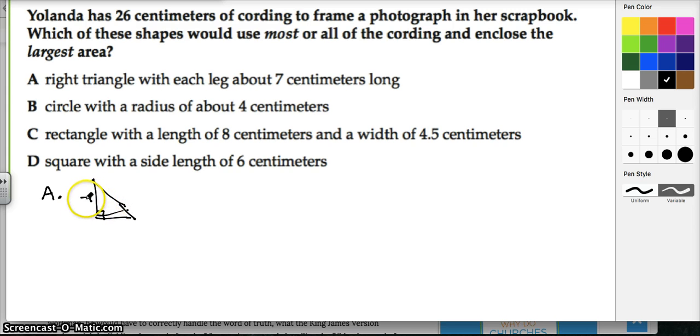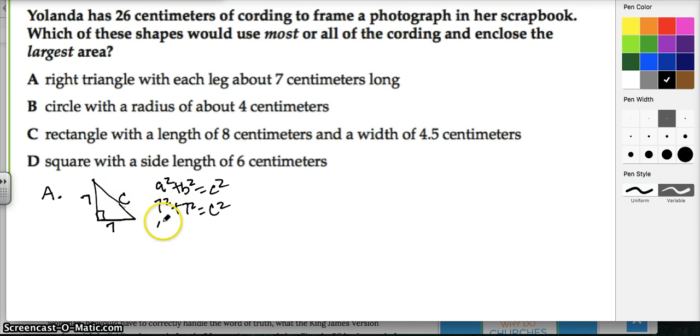Each leg, we remember legs are the two sides that join together to form the 90-degree angle, is 7. Now, if the legs of our triangle are 7, we need to figure out what the hypotenuse is in order to find the perimeter. To find this hypotenuse, we remember that a squared plus b squared equals c squared when we're dealing with a right triangle. So that means 7 squared plus 7 squared is equal to c squared, c being the length of the hypotenuse.